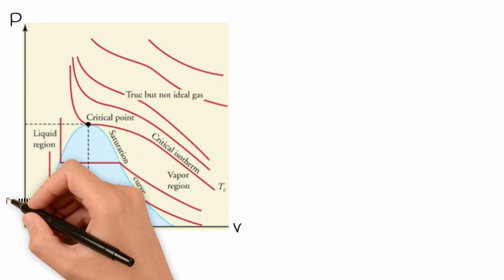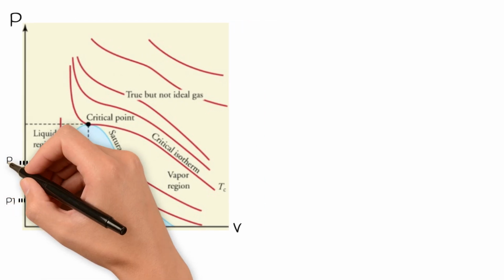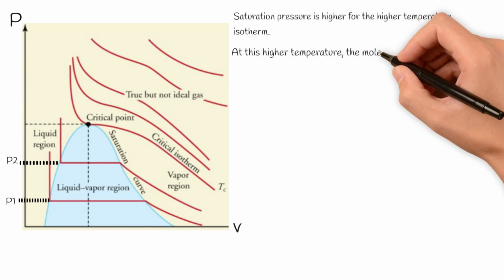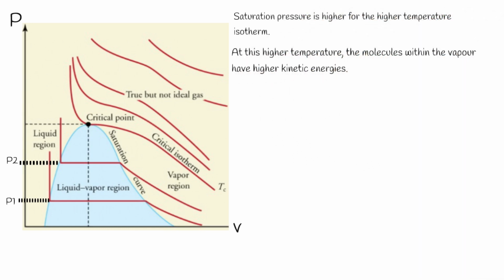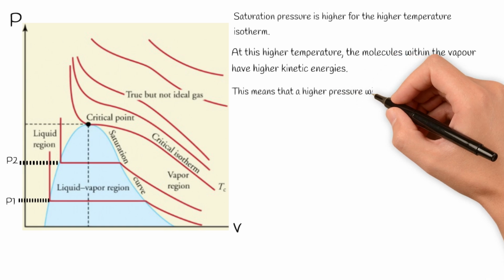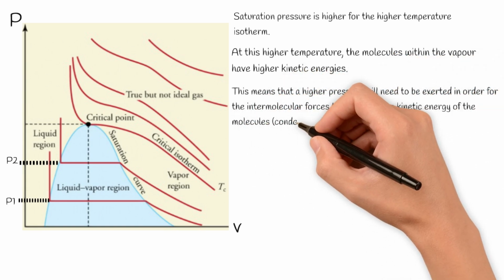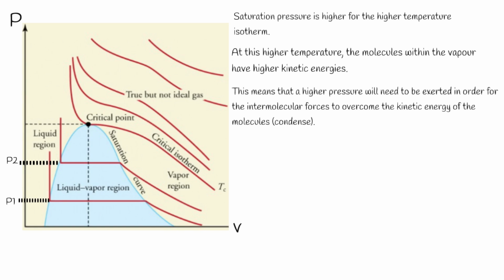Firstly, you may notice that the saturation pressure is higher for the higher temperature isotherm. This is because at higher temperatures, the molecules within the vapor have higher kinetic energies. This means that a higher pressure will need to be exerted in order for the intermolecular forces to overcome the kinetic energy of the molecules, and therefore condense.